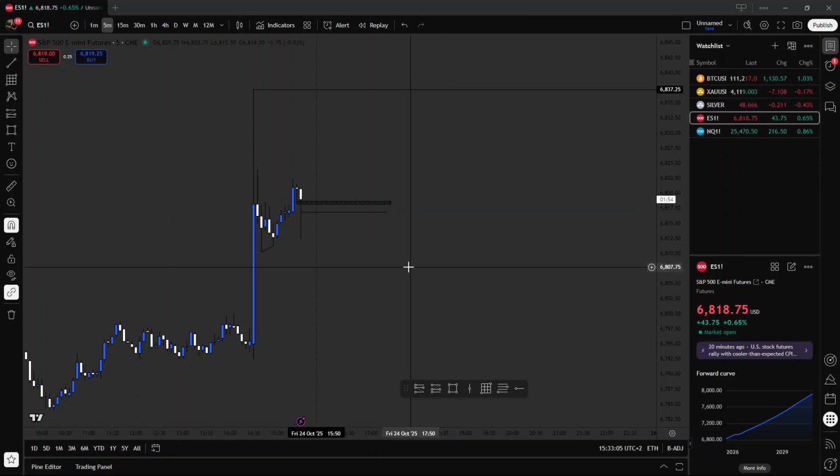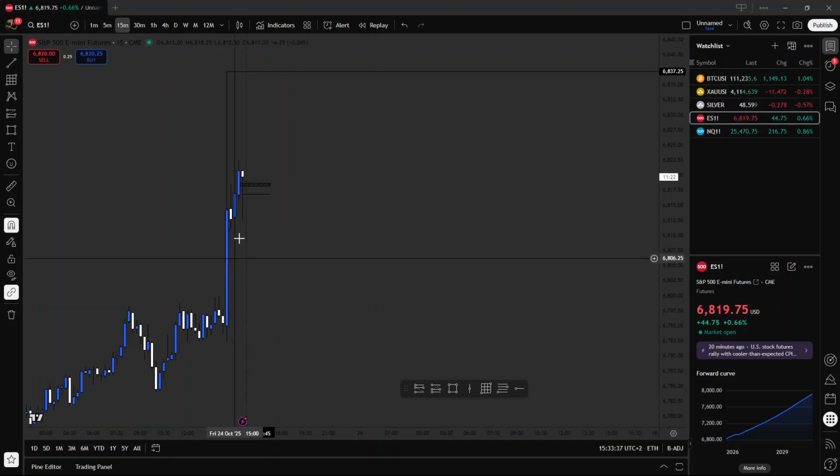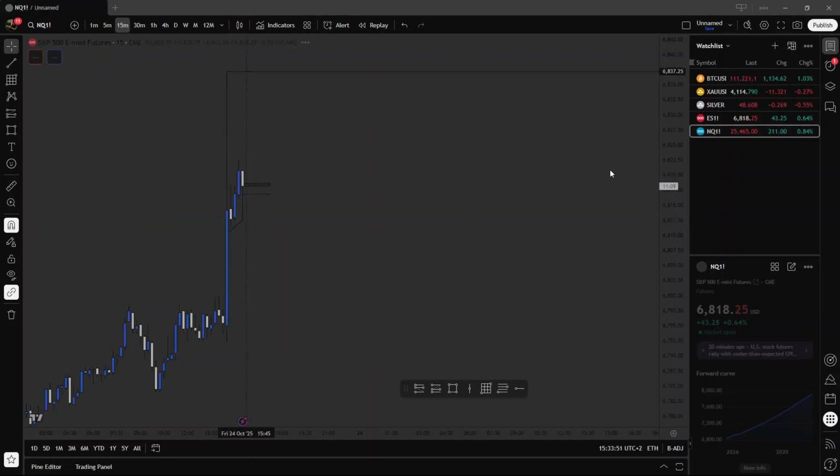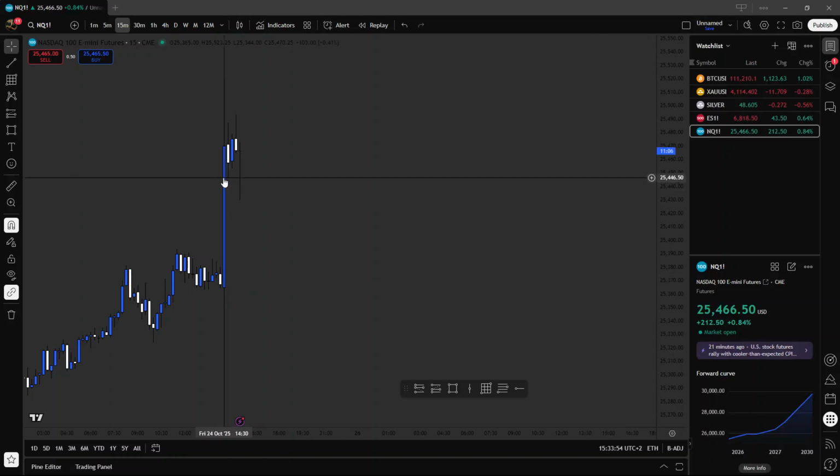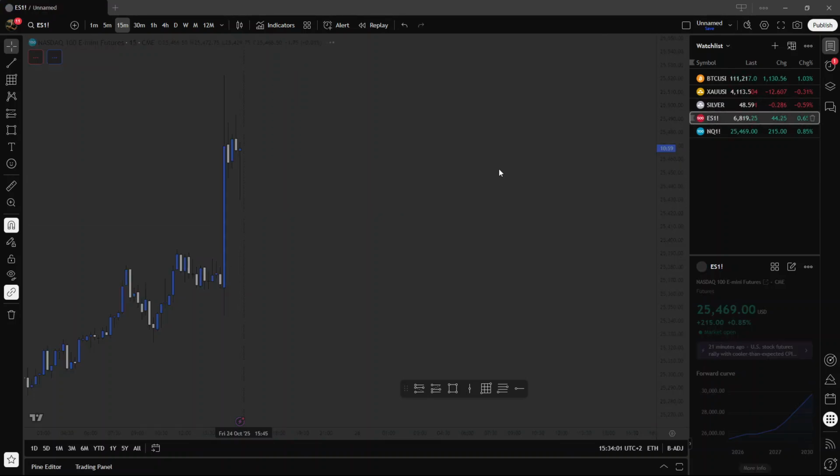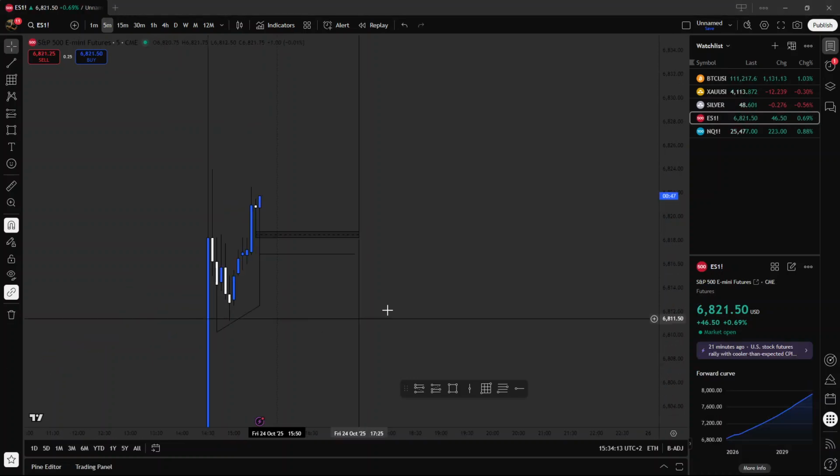So yeah, I'm gonna extend this SMT line because on the ES it's creating a lower high and higher high, and on the Nasdaq it's also filling this big gap, creating a lower low and lower low. So I will now wait. Also on the 5 minute on the S&P 500 it filled this gap, and it looks like the SMT will work for me.